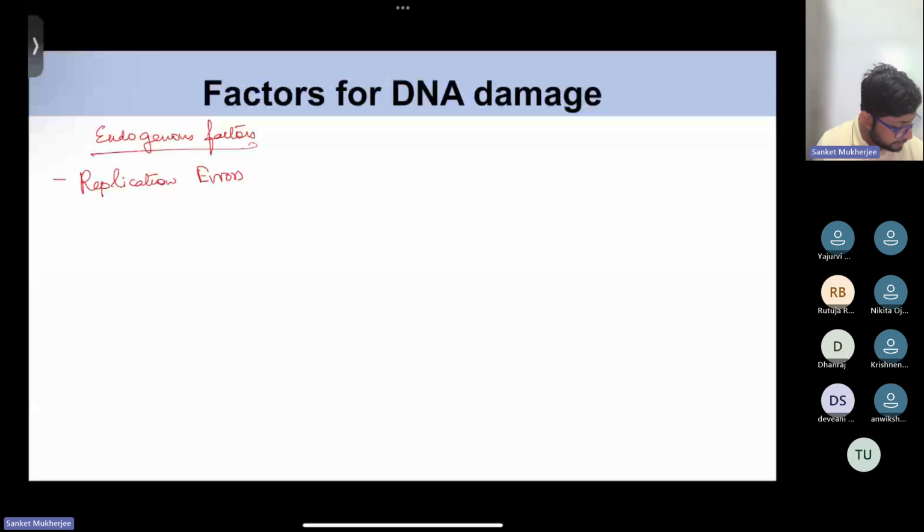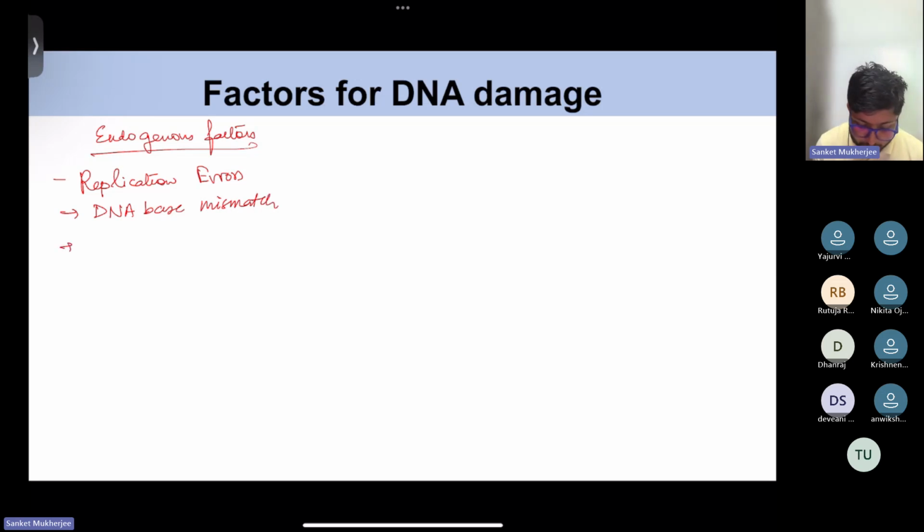Yeah, perfect. Replication error. There could be a DNA base mismatch. So let's say cytosine is supposed to base pair with guanine, but for some reason it's not base pairing with guanine, it's base pairing with something else. This kind of mismatch could be happening.